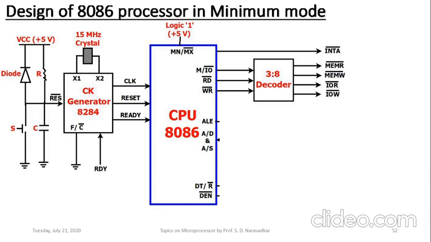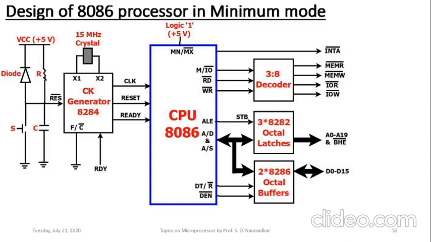Next, below that 3 to 8 decoder in the design, there is a setup for demultiplexing of the multiplexed lines and buffering of the corresponding data. Here are 3 sets of 8282 octal latches, where the multiplexed signals, address data A/D and address status A/S, are simultaneously connected. This set of octal latches is strobed using the ALE signal from the processor. At the output of these octal latches, we get 20 bits of address A0 to A19 and 1 signal BHE bar.